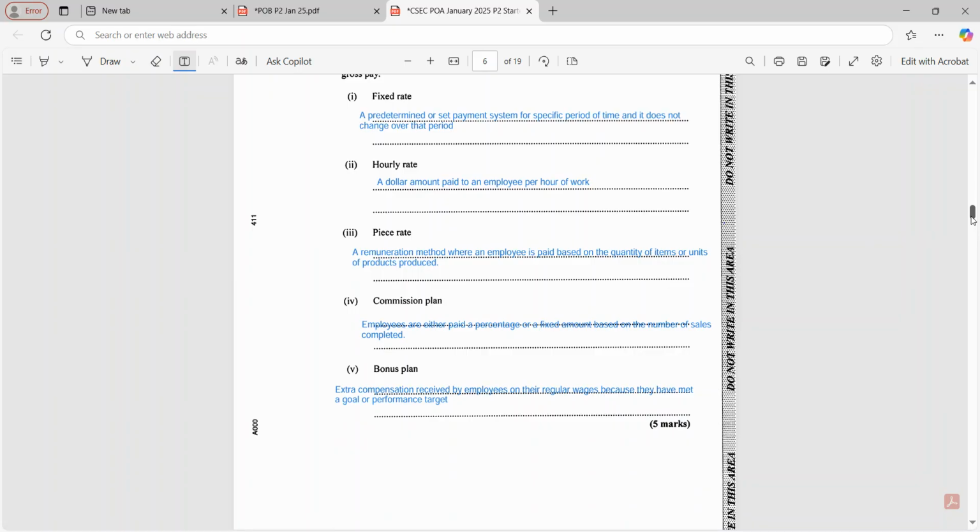So we can describe a fixed rate as a set or predetermined payment amount or system for a specific period of time, which does not change over that time period. The hourly rate would be considered a dollar value or amount paid to an employee per hour of work that they do. A piece rate is usually used in places where you are going to be producing something, right? So it is a remuneration method or a compensation method where an employee is paid based on the quantity of items or units of products produced.